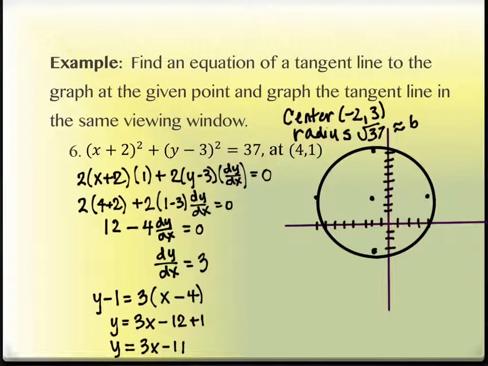And I'm going to just graph it on my screen that I've got here with you guys. 3x minus 11 will end up going through the point 4, 1. So we said 4, 1, which would be about right here. And this ends up being roughly like this. That is not the best sketch ever, but it could be worse.